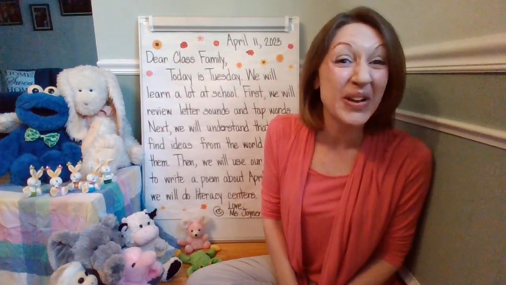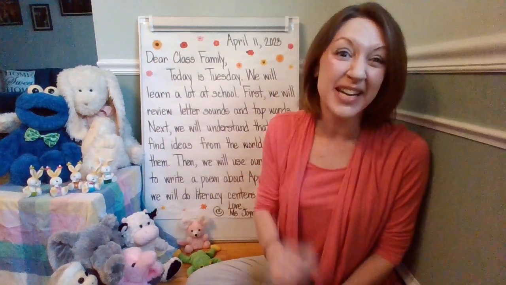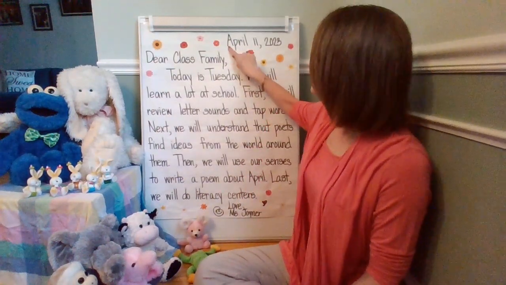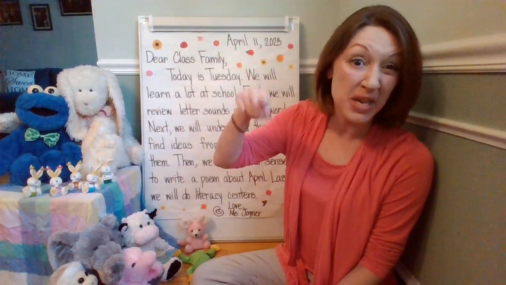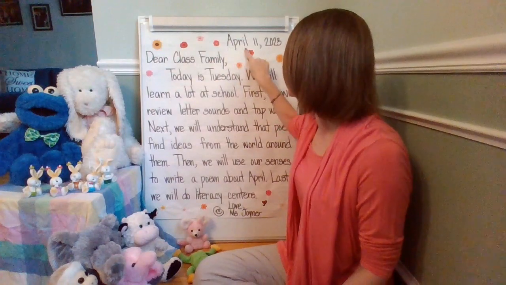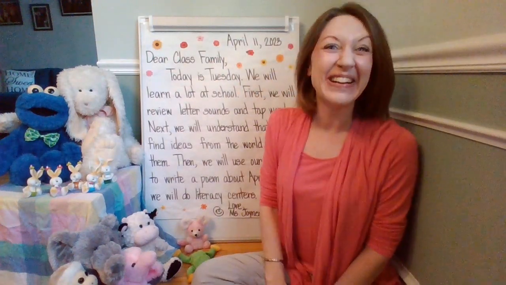All right, class family, let's look back and reread the message. Remember, good readers can read things again. It's called rereading. They do this so their brain can understand the words on the page. Use your finger to point. Let's start with this month. I see a capital A and then P-R-I-L. Do you know what that says? You're right. It does say April. If you remember that, great job.